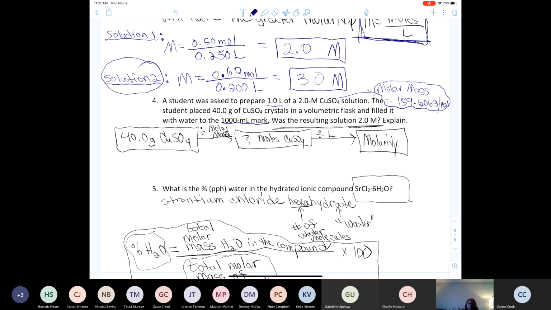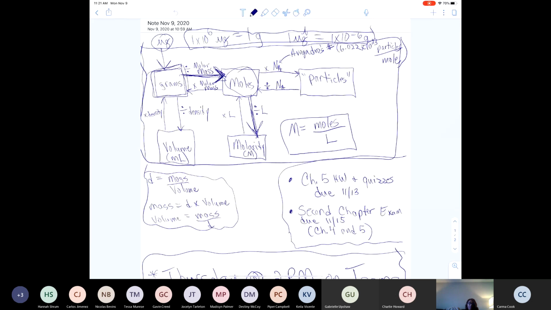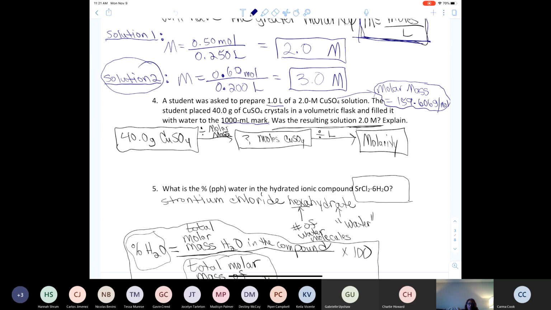Explain. So we know the student weighed out 40 grams, and we know our little flow chart. Again, our little flow chart helps us out. We know how many grams of copper sulfate the student weighed out, so we need to know the molar mass of copper sulfate. We should know how to calculate that at this point. So we take the grams and divide by the molar mass of copper sulfate to get the number of moles that the student used. Then you divide that number of moles by the number of liters of solution that the student made, which is 1, and that makes our problem so easy. That will give us the molarity of the solution that the student made. If that is equal to 2.0, then yes, the student made the solution correctly. If the molarity is not 2.0, then no, the student did not make the solution correctly.